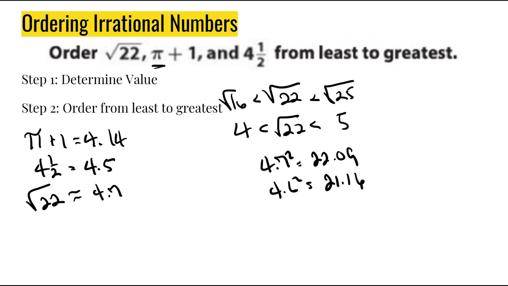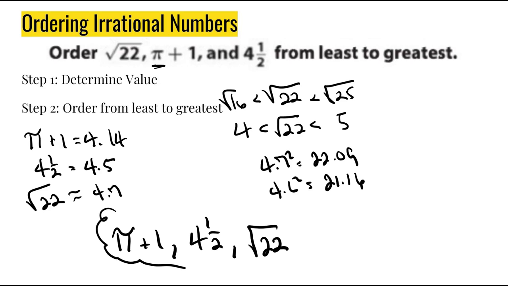Okay, and now that I have these values, it's pretty easy to put them in order from least to greatest. Pi plus 1 is the smallest, so we say that pi plus 1 goes first. Next would be 4.5. And next would be the square root of 22. Just make sure when you put them in order, you use their original values. Not 4.14, you write pi plus 1, you write 4.5, and you write the square root of 22. That is how we order them from least to greatest.